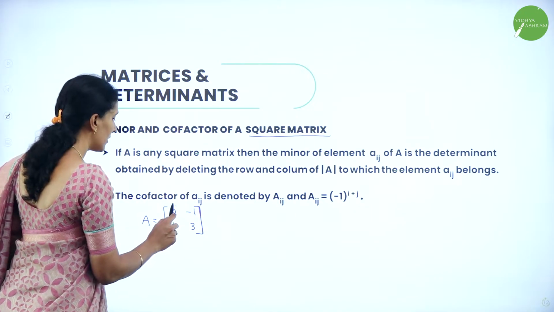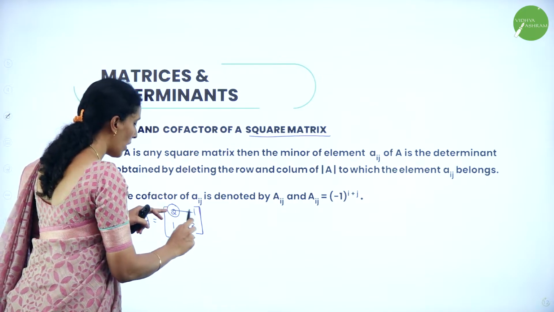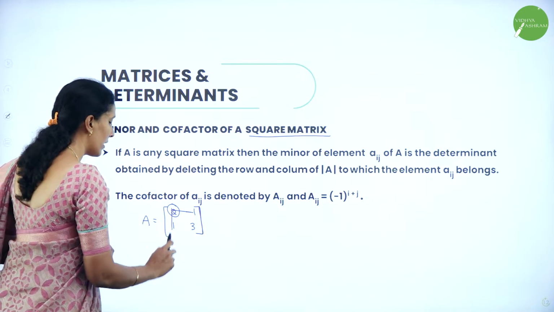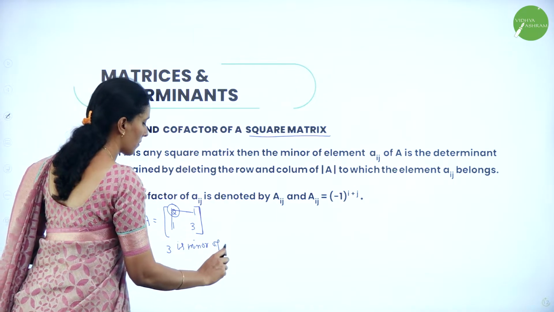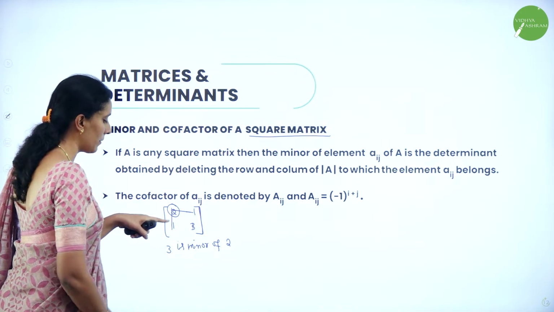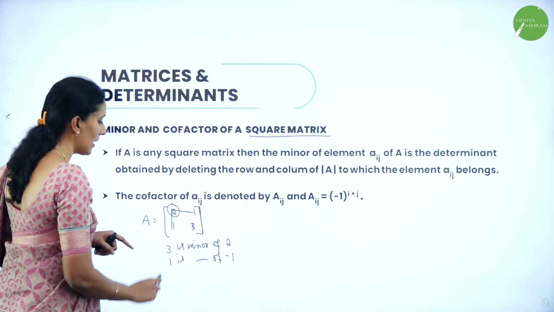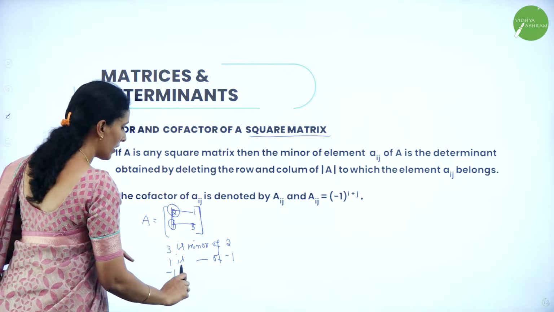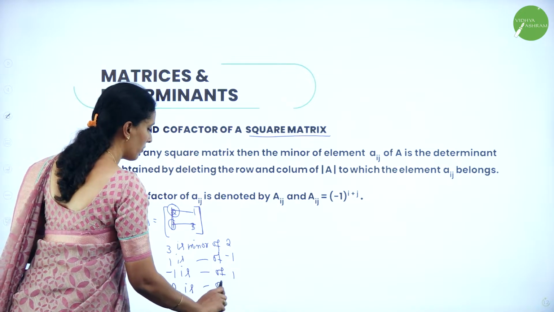Suppose I consider this as 2. What is the minor of this element? Leaving the row and column containing 2, the element 3 is the minor of 2. Similarly, if you take minus 1, leaving the row and column containing minus 1, 1 is the minor of minus 1. Similarly, if you take 1, leaving the row and column, so minus 1 is the minor of 1. Similarly, 2 is the minor of 3.